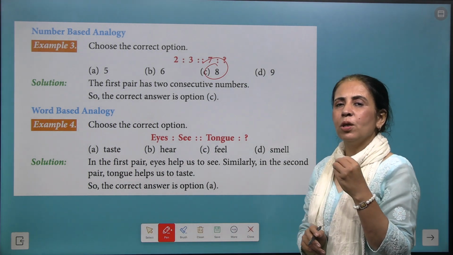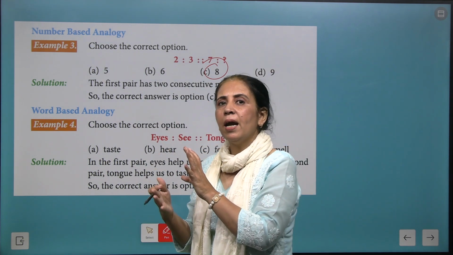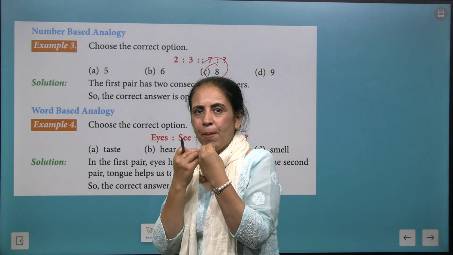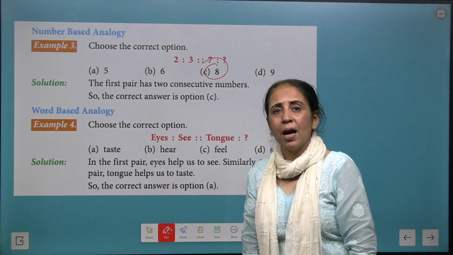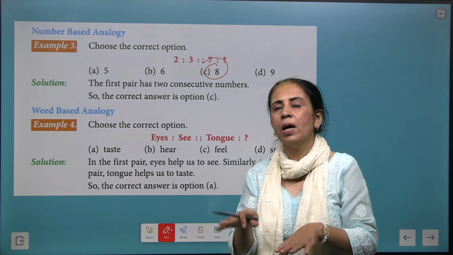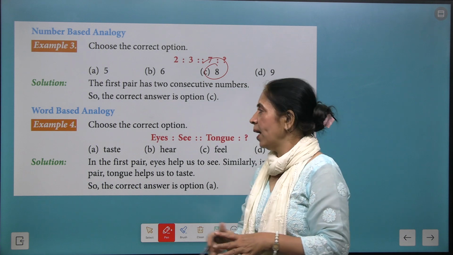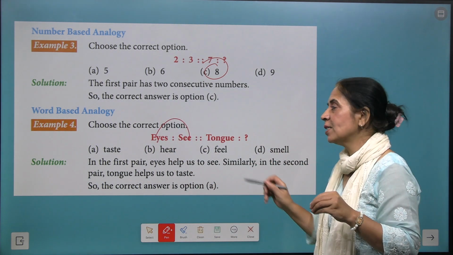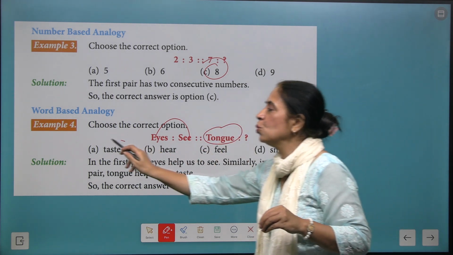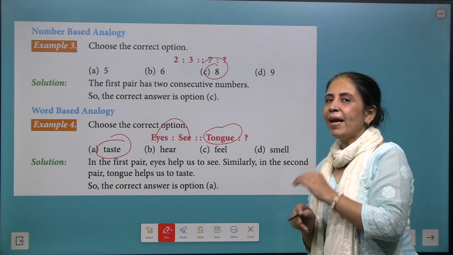So word based analogies means between two words you need to find the relation. Like if I say I use my mouth to speak, so what do I use my legs for? I use my legs to walk. So you have created a relationship, isn't it? Here we use eyes to see. So why do we use the tongue? The tongue is used to taste certain things, and taste is the right answer.